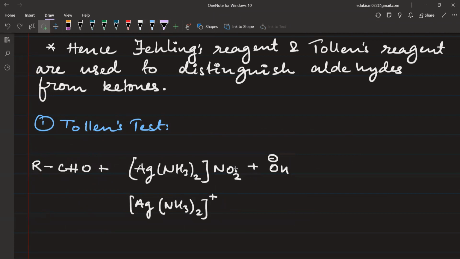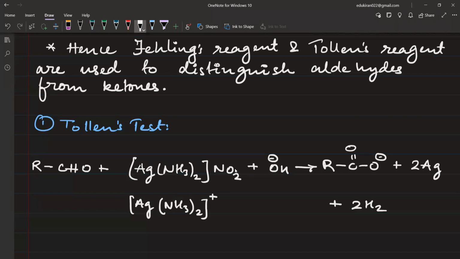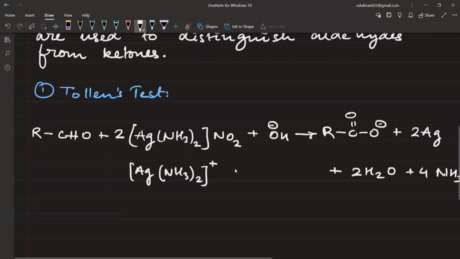Since this is in basic condition, rather than getting carboxylic acid, you are going to get RC double bond O and O negative like this. Okay, because we have OH negative here. Plus you will get 2 Ag, silver, plus 2 molecules of H2O and 4 moles of NH3. If you balance this, you will have 2 written here also. So this ammoniacal silver nitrate is the Tollens reagent.